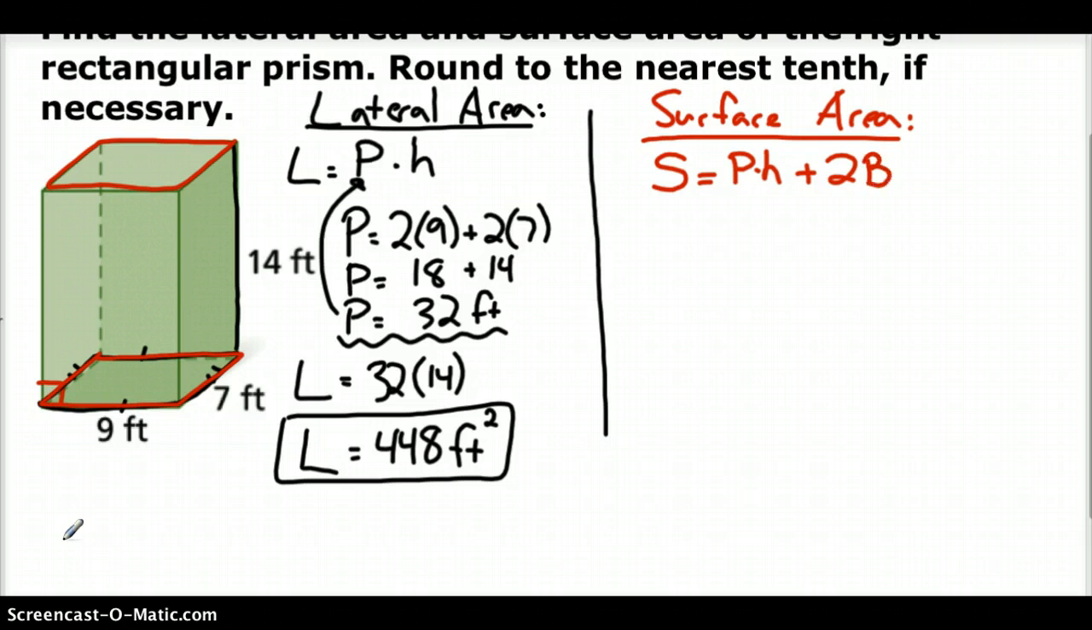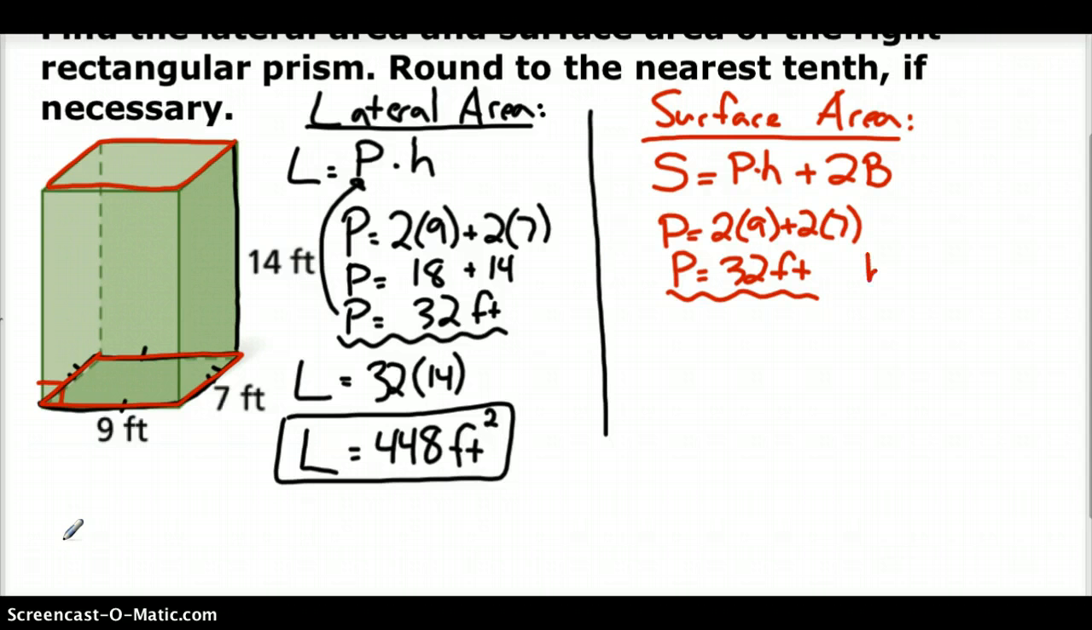Our perimeter calculation is the exact same thing, but I'll work it out again. Our perimeter is equal to 2 times 9 plus 2 times 7, and we find that our perimeter is equal to 32 feet. Again, that's not our answer, but it helps us get there. We know from the picture that our height equals 14 feet, so maybe I'll put a squiggle under that.